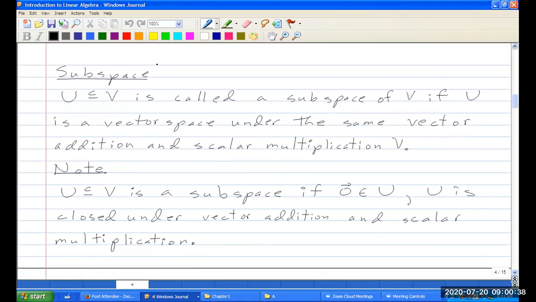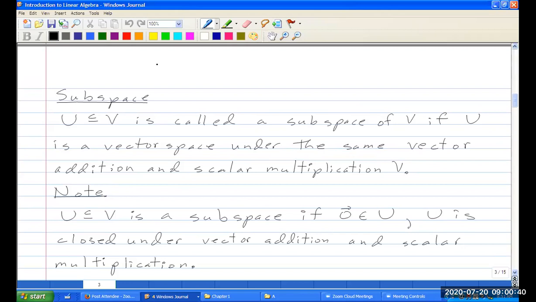It turns out that U, a subset of the vector space V, is a subspace if the zero vector is in U and U is closed under vector addition and scalar multiplication. Those are the only properties we need to check to see if something is a subspace.